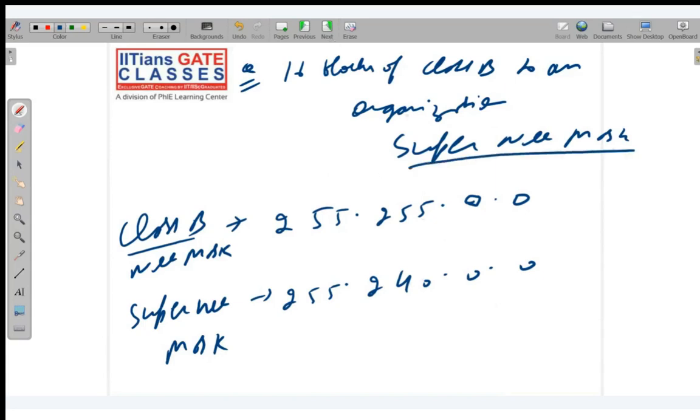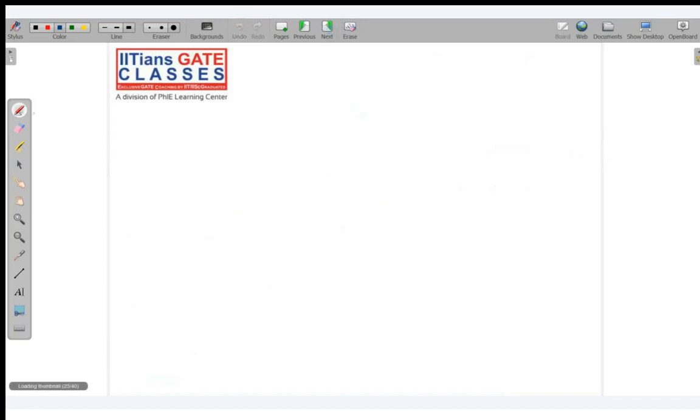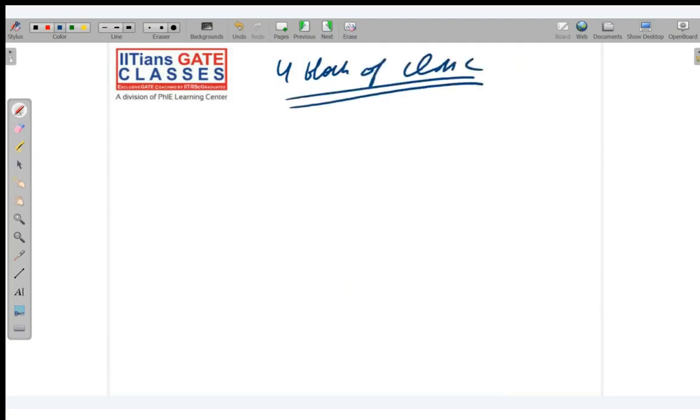So now let me give you a small idea, so that you get more clarity about why this divisibility condition was there. Let me jump to the next slide. So now, for example, I will say an organization needs 4 blocks of class C. So I am giving these blocks. Is it okay or not? 200.40.36.0.